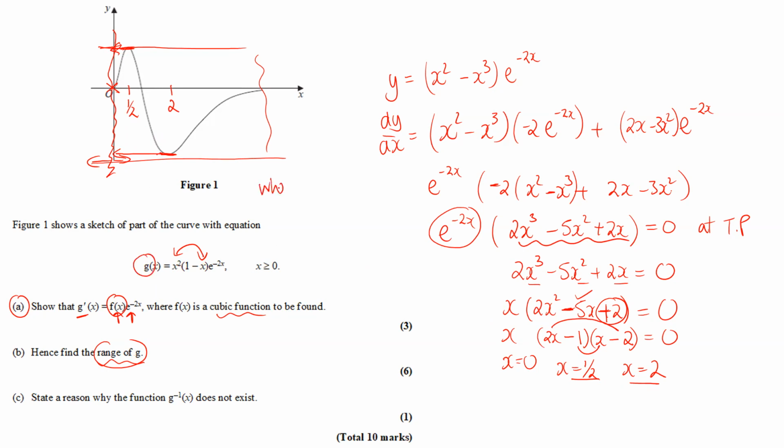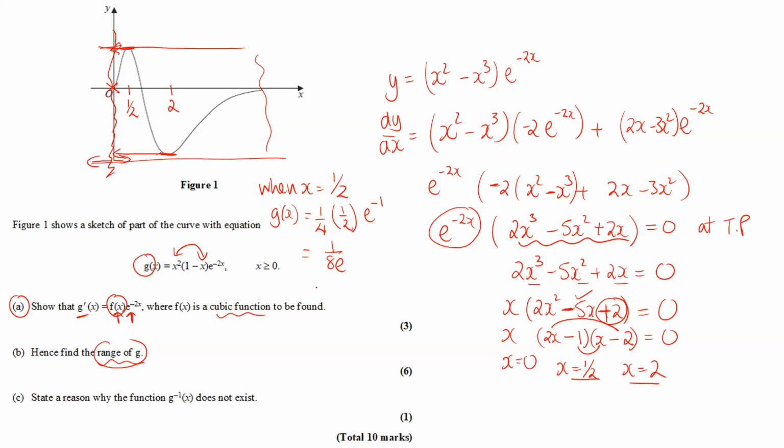So when x is equal to a half, g of x will give us the y value. So we've got a half squared, which is a quarter. And then 1 minus a half, which is going to be a half, and then e to the minus 2 times a half is just going to be e to the minus 1. So altogether, this is an eighth e to the minus 1, which is 1 over 8e. We'll just put the e on the bottom. Yeah, and then we just need to put the 2 in.